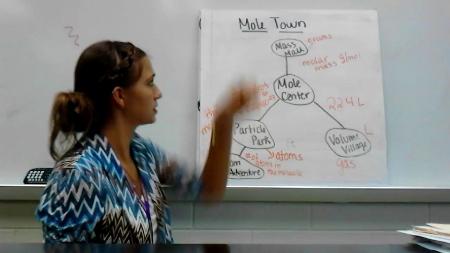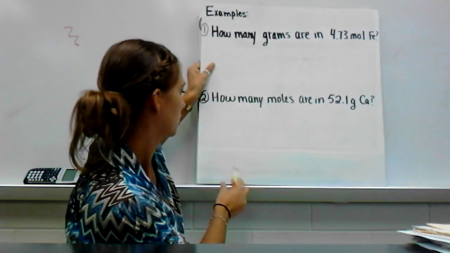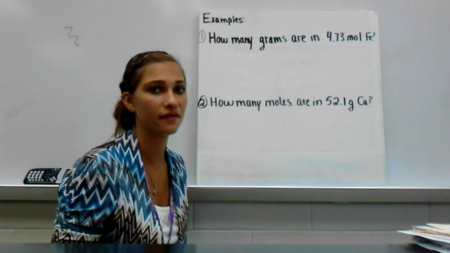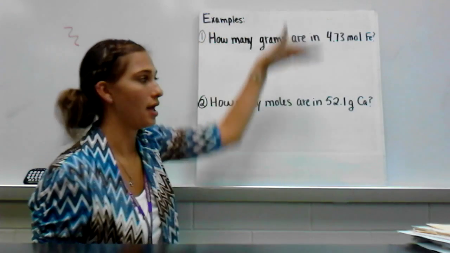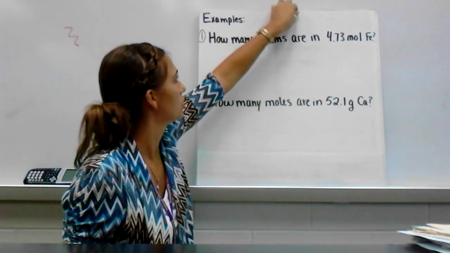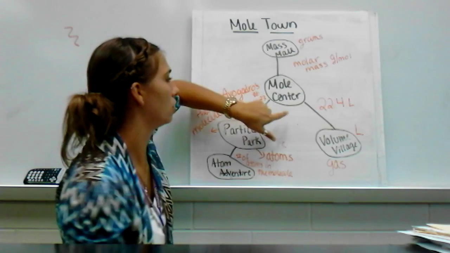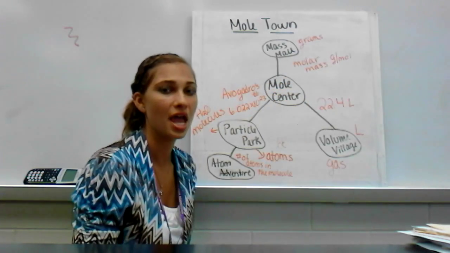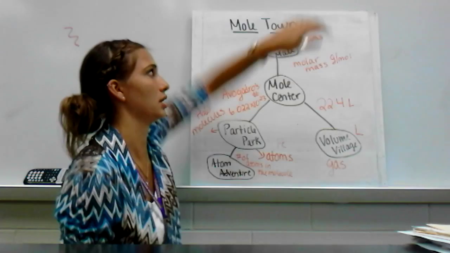All right, so let's do some example problems. First one says, how many grams are in 4.73 moles of Fe? So if we think about our mole town, we had mass on the top and moles in the middle. So we're trying to get from moles to grams. If we go back to our mole town, in order to get from moles to grams, our conversion factor has to be our molar mass. And if you remember, with our conversion factors, the top always has to be equal to the bottom. So we need to keep that in mind while we're doing this.